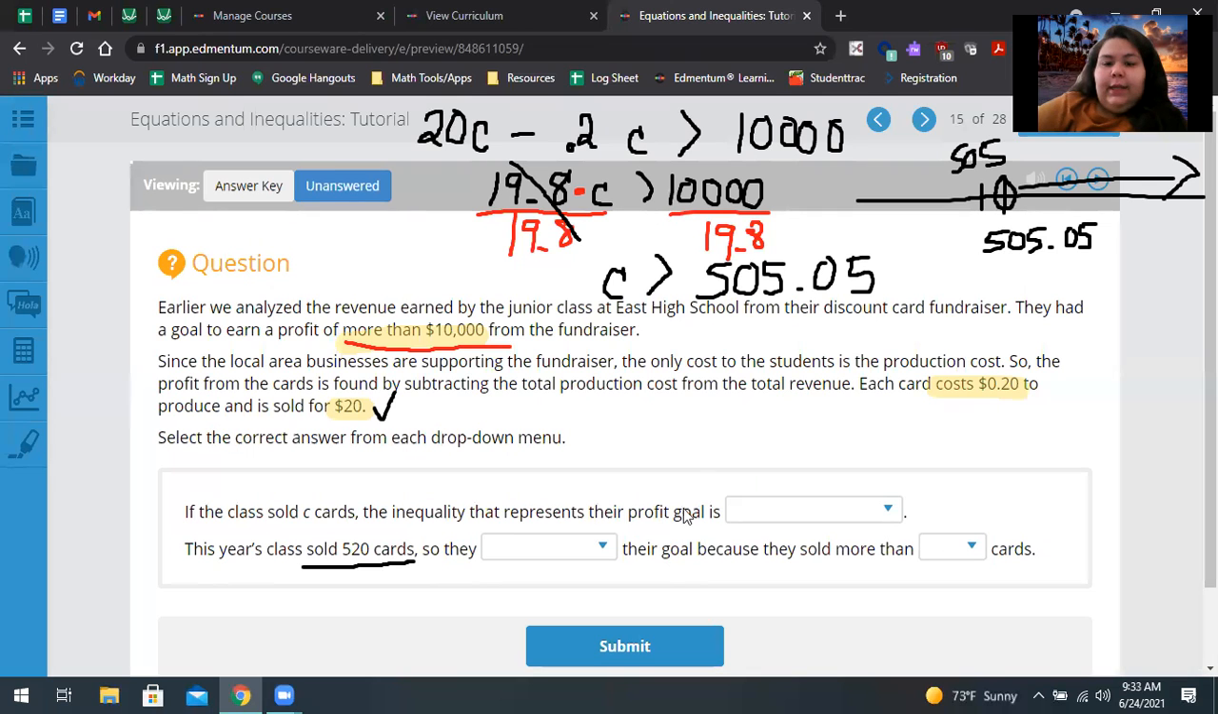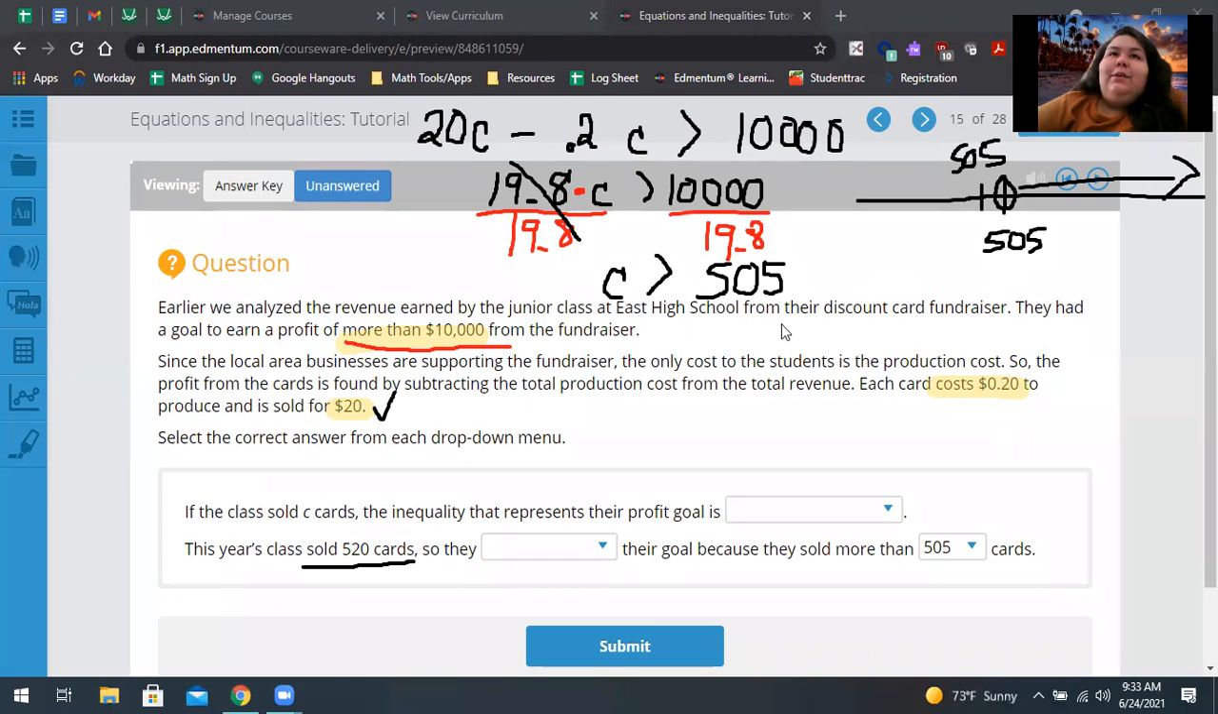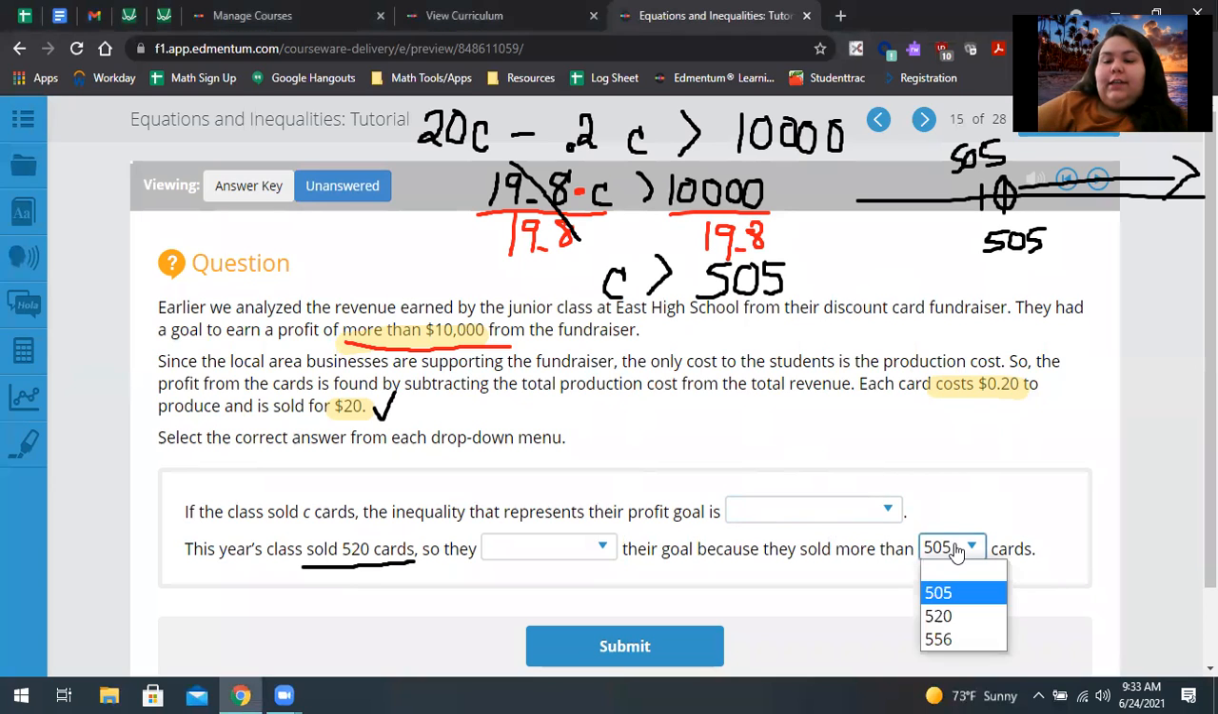Okay, so they met their goal because they sold more than, well, what value did we get when we solved here? 505, so it's going to be 505 cards there. I know the inequality symbol is a little bit weird because 505 is here and we got our answer as 505.05. But when we're considering whole numbers only, the decimal kind of gets ignored. I don't want to say we don't consider it at all. In certain cases we will consider it, but here let's brush that off to the side.